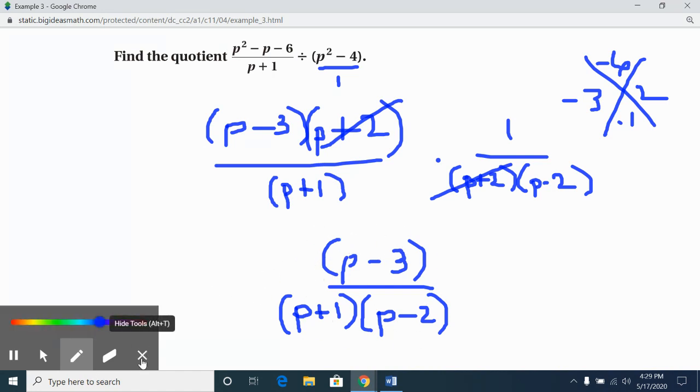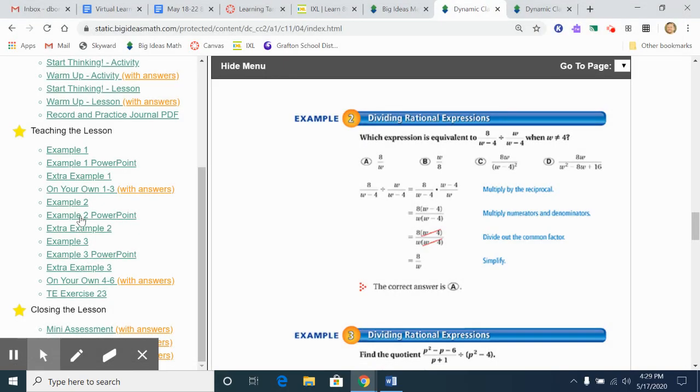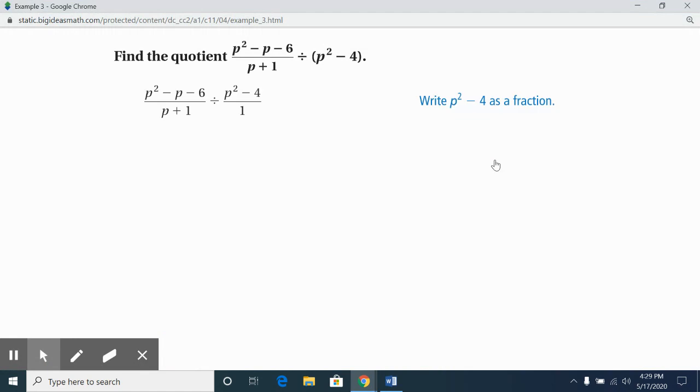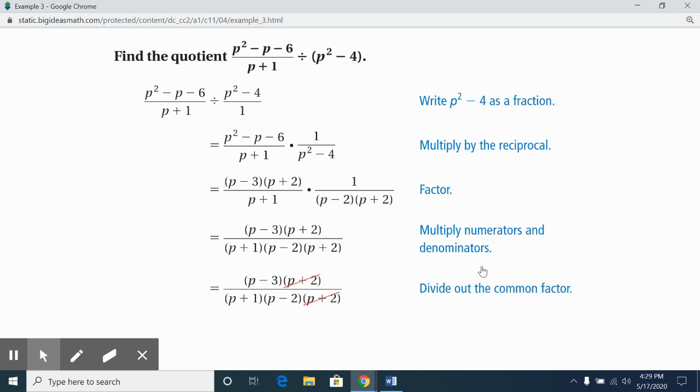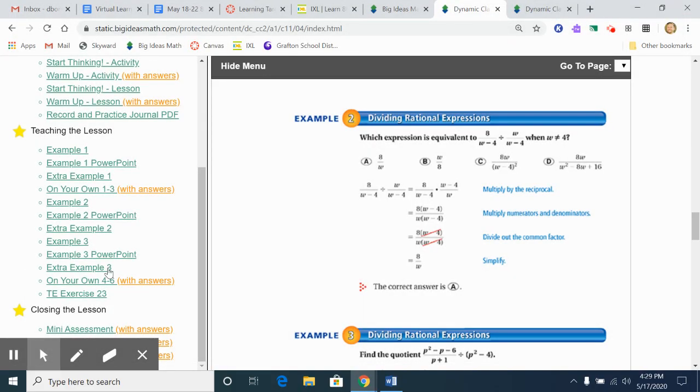Okay, let's take a look at what the book does quick. Just to show you that you end up with the same result. Okay, so they're saying, again, write p squared minus 4 as a fraction first by putting it over 1, multiply by the reciprocal, so flip it, factor it, just like we talked about, and then again, they multiply right away, they put everything together, and then they cross cancel on the top and bottom, but it doesn't really matter. As you can see, we end up with the exact same answer as what I had earlier. All right, so hopefully that makes sense.